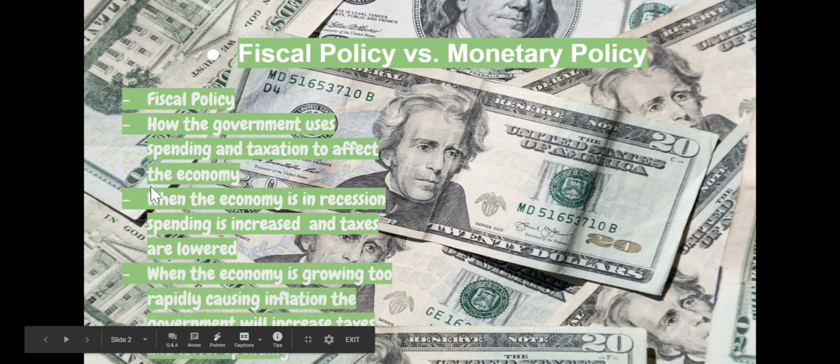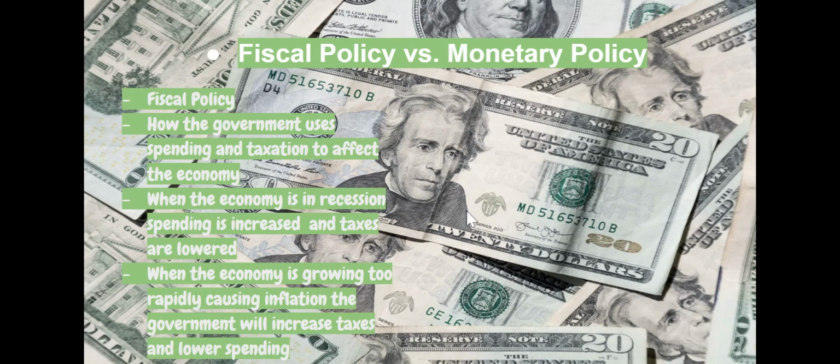When the economy is growing too rapidly, causing inflation, the government will increase taxes and lower spending. Again, the government wants to cool off an economy that's too hot, when the boom times are too good, and this can create problems, and it can create a bubble where the economy bursts. So in order to prevent that, the government will increase taxes, which will take money out of the supply, which will decrease inflation, and they will also lower their own spending to limit how many jobs are created through the government.